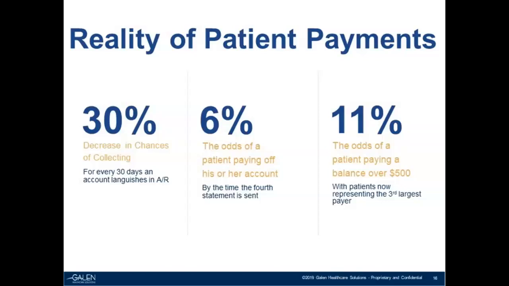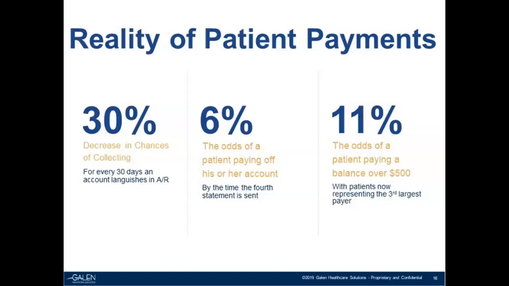6%, wow, is the odds of somebody paying off an account after they've been sent their fourth statement. So that generally would mean that your receivables are over, say, 120 days, and you keep sending statements out to a patient, you've got essentially no chance that that patient's going to end up paying. So that means that you need to adjust the value of those receivables sitting in your buckets accordingly. You can't just look at it as face value.